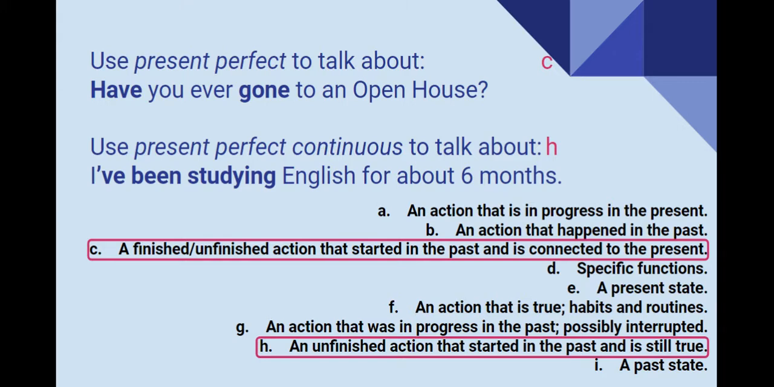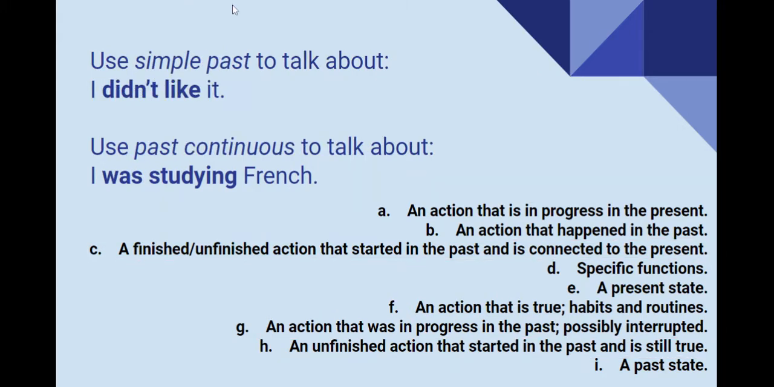Great. Now let's continue. Why do we use simple past or past continuous? Pause the video while you match. Okay, so we use simple past to talk about an action that happened in the past and this action is already over. And we use past continuous to talk about an action that was in progress in the past and it was possibly interrupted by another action.